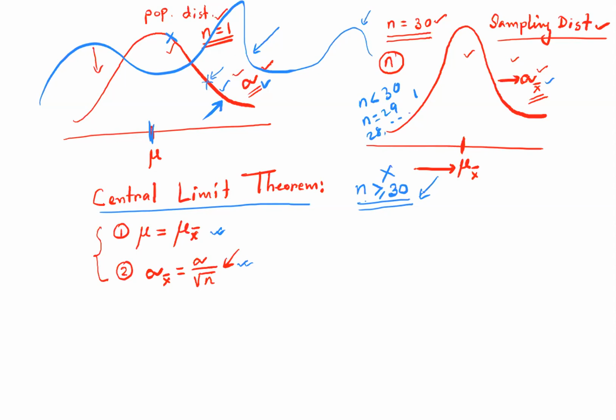So the two conclusions: mu is the same as mu sub x bar. That means the population mean is the same as the sampling distribution mean. And the sampling distribution standard deviation is the same as the population standard deviation divided by the square root of the sample size. And this holds true only if n is greater than or equal to 30 for any arbitrary distribution, but n could be less than 30 if your initial population is bell-shaped. Okay, so let's move on.